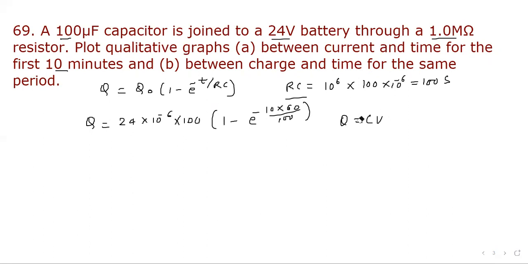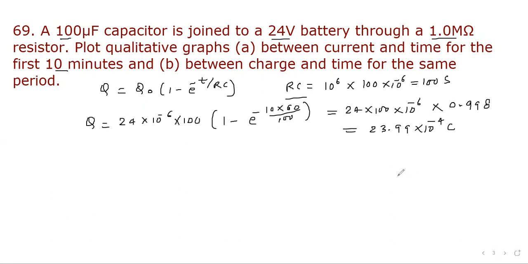So we can write it as 24 into 100 into 10 to the power minus 6 into, this will come to be 0.998. So the total value will be 23.99 into 10 to the power minus 4 coulomb.